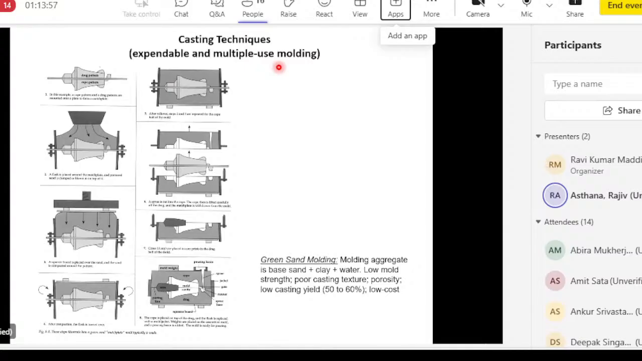Expendable is something where every time you have to make a new mold to make a new casting. So sand casting processes will be expendable, but die casting will be a multiple use mold process. So how do we make a simple sand mold?